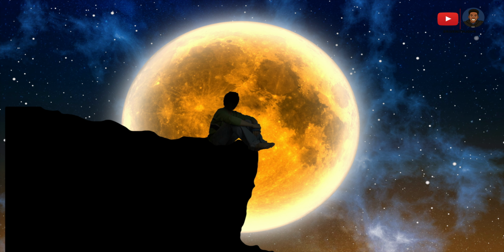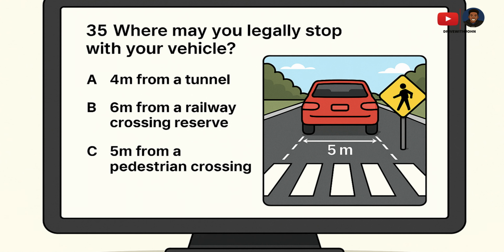Right, let's go. Question 35. Where may you legally stop with your vehicle? Is it A, 4 meters from a tunnel? B, 6 meters from a railway crossing reserve? Is it C, 5 meters from a pedestrian crossing? Correct answer is A, 4 meters from a tunnel.